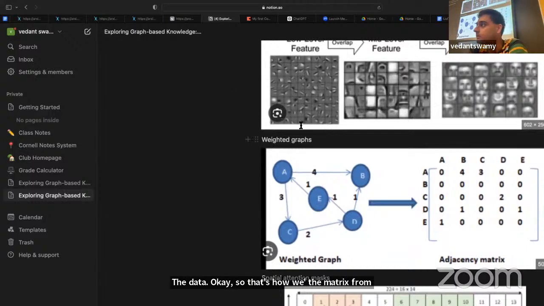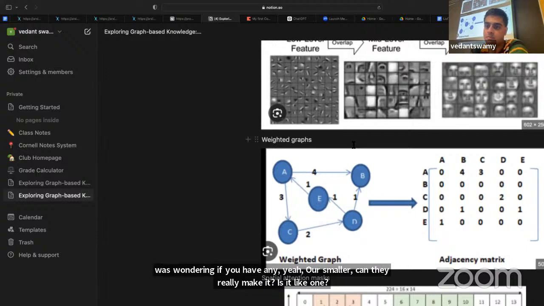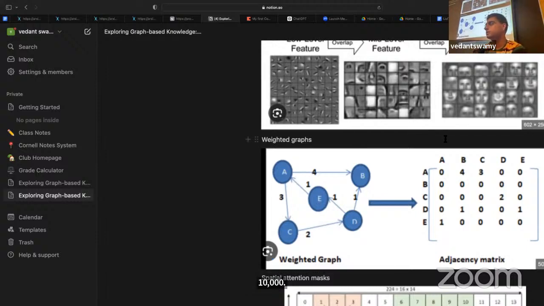I also have another question. I've seen recently that Google Gemini uses knowledge distillation to make smaller models called Gemini Nano. I was wondering if you have any idea of how much smaller they can really make it? Is it like 1/10 of the size? I'm not sure how much smaller the student model becomes in comparison to the teacher model. Anybody has any idea? No.